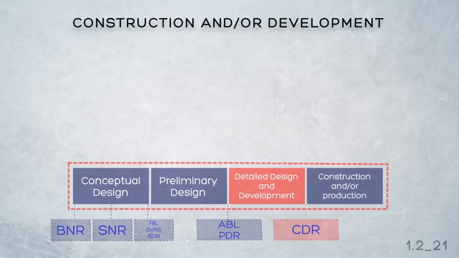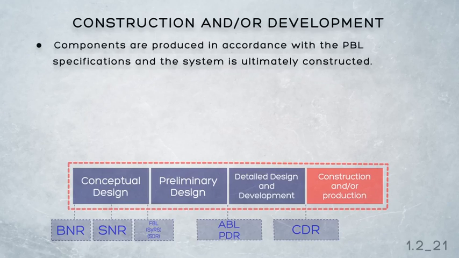The final activity within the acquisition phase then is construction and production. The components are produced in accordance with the detailed design specifications as they're laid out in the product baseline, and once they're developed, the system is ultimately constructed at the end of the activity in its final form. Then we do formal test and evaluation activities, we call them acceptance tests, which will be conducted to ensure that the final system configuration meets the requirements in the system requirement specification.